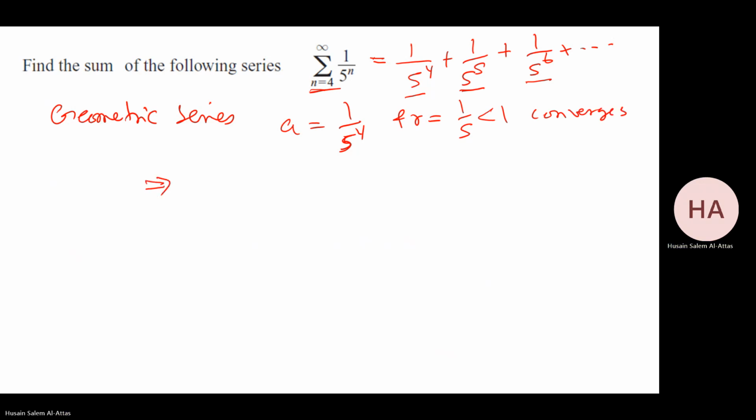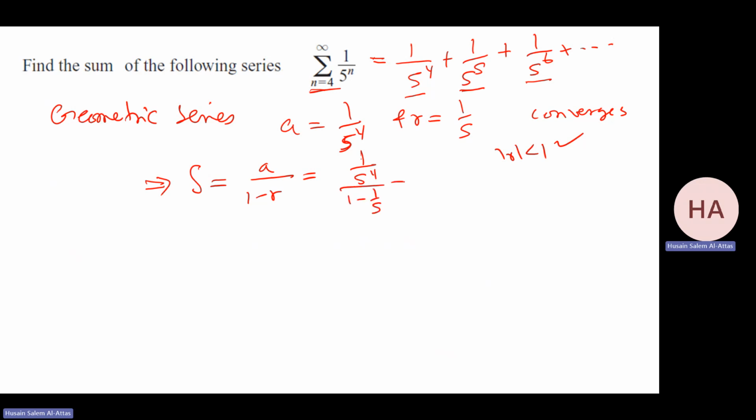So I have R positive and less than 1. I need the absolute value of R less than 1, which is okay. So S will be A over 1 minus R. So it's 1 over 5 to the power 4 over 1 minus 1 over 5, which is 1 over 5 to the power 4. This is 5 minus 1, 4 over 5, times 5 over 4, which is 1 over 4 times 5 cubed. Now you can leave it like this. This is one way to do it.